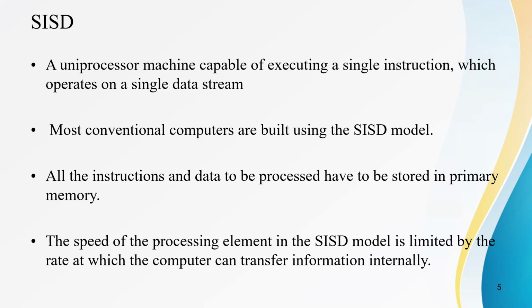Most conventional computers are built using the SISD model. All the instructions and data to be processed have to be stored in the primary memory itself. And the speed of the processing element in the SISD model is limited by the rate at which the computer can transfer information internally. So its speed basically depends on the speed of the data transfer.